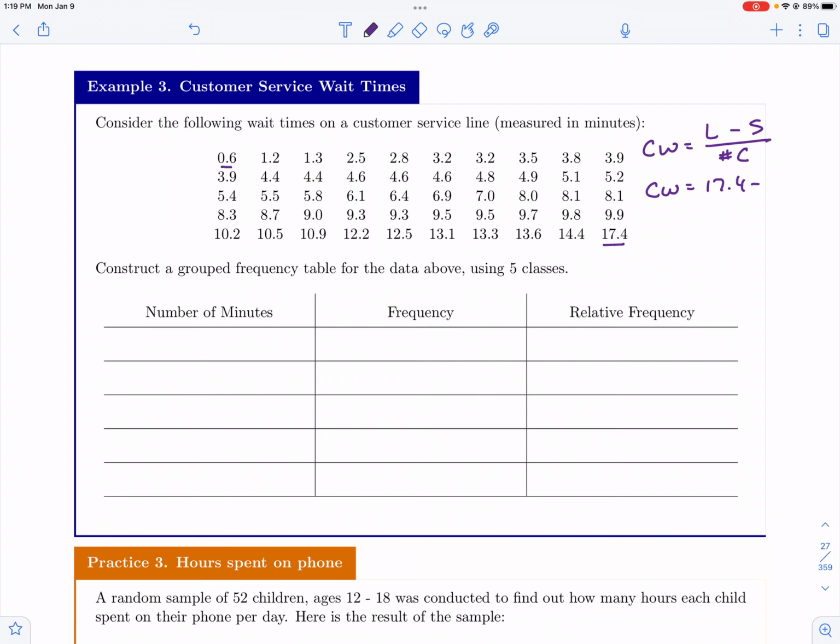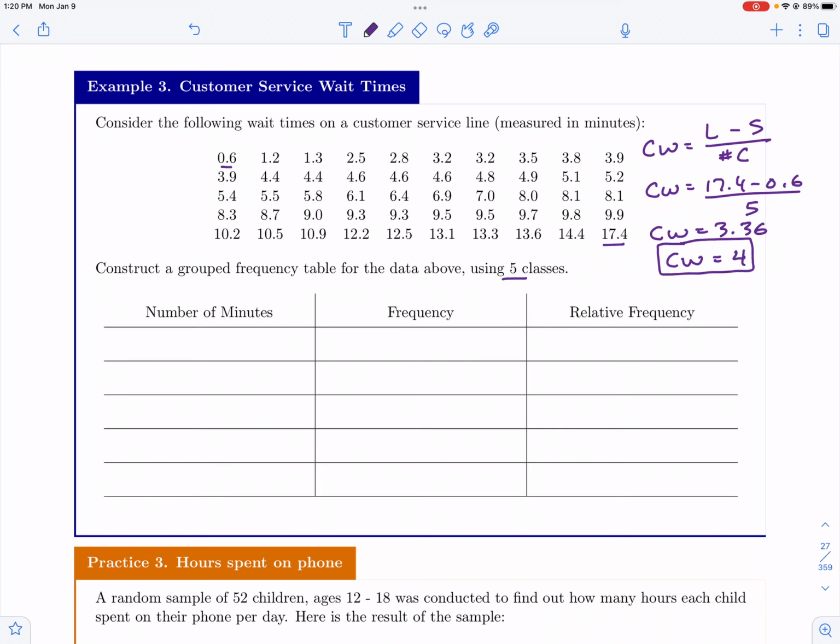Our smallest value is going to be our 0.6. And then finally, since they told us originally that we wanted 5 classes, we're going to divide this by 5. And so if I throw this in the calculator real quick, looks like I get 3.36 as my class width. And so again, I want to make sure I round this up to a nice whole number. So my class width is actually going to be 4 for this.